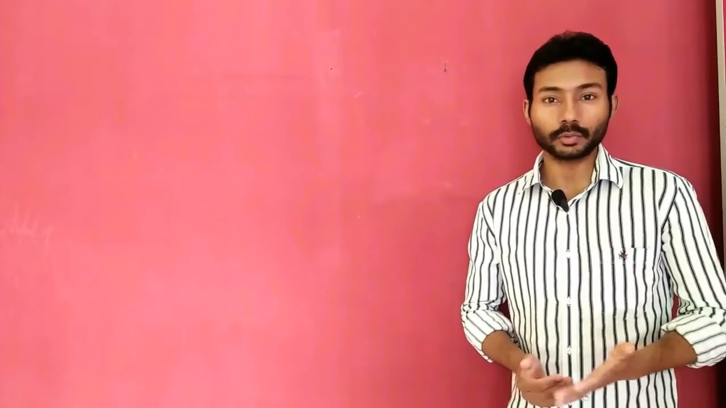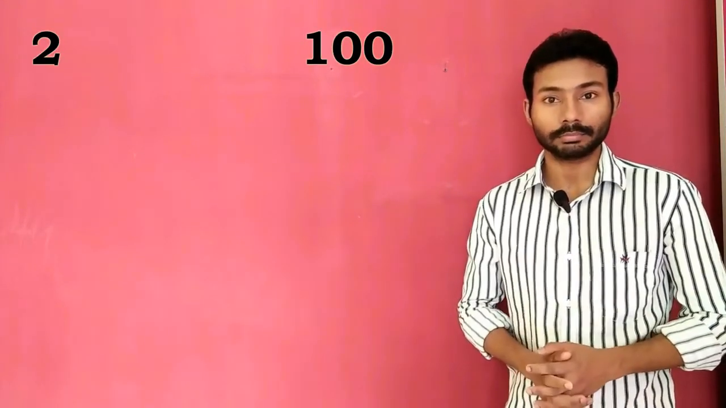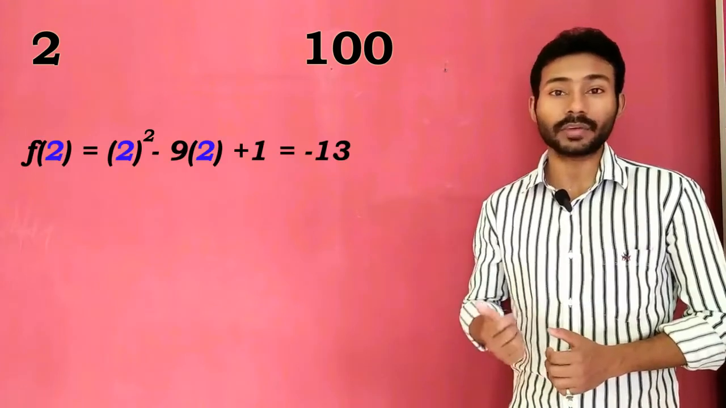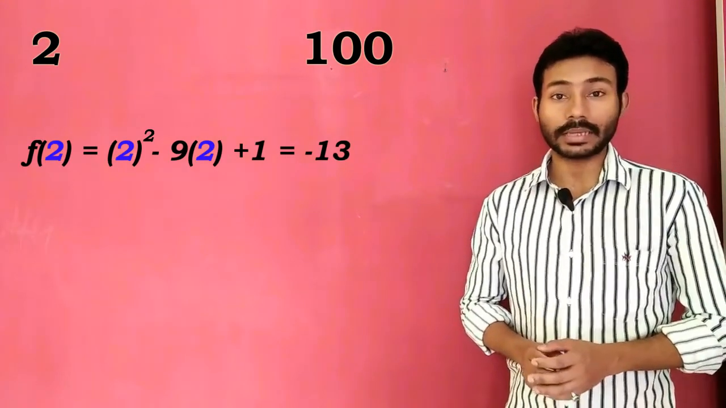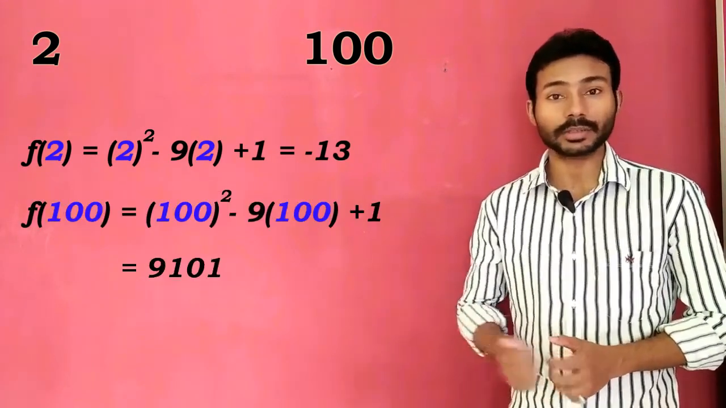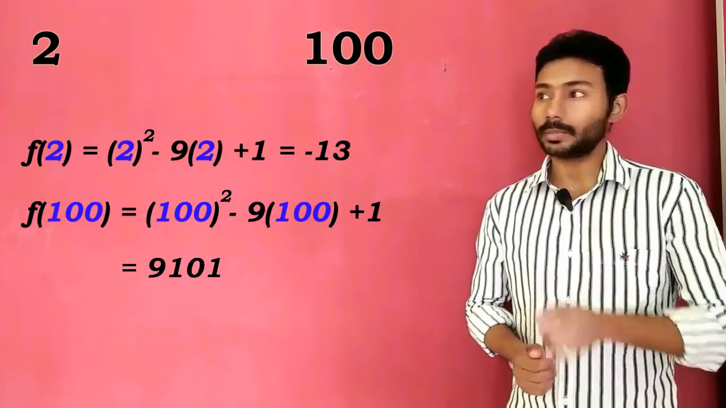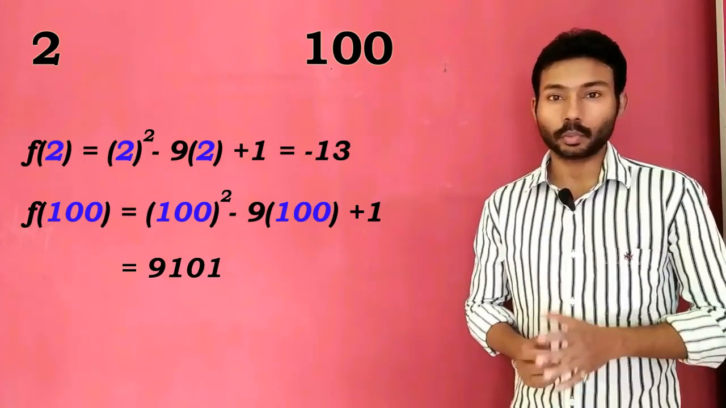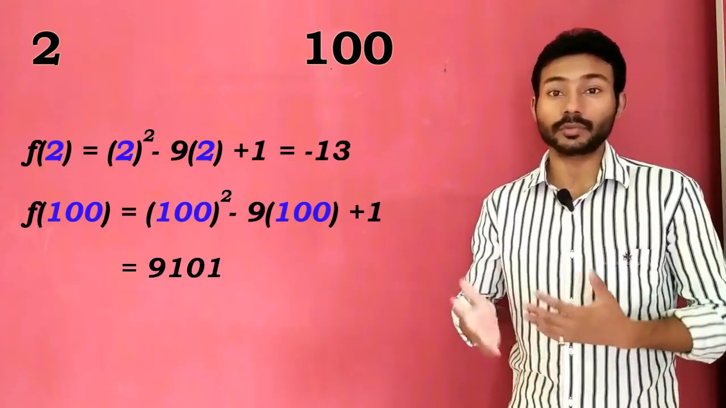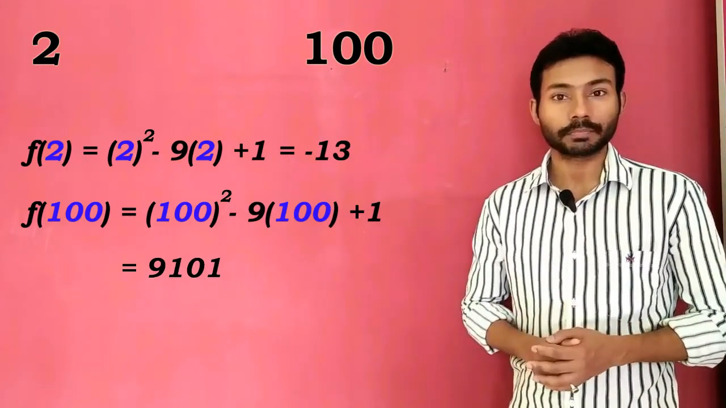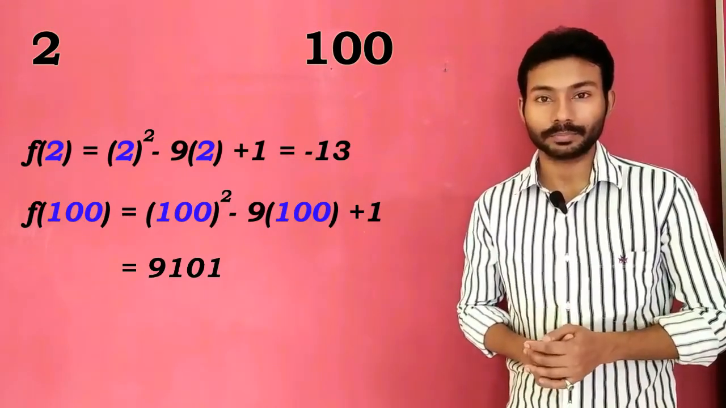Okay, but why did we choose 0 and 1? We could have chosen, say, 2 and 100 as well. If we take x equal to 2, the function takes a negative value. If we take x equal to 100, the function takes a positive value. So Bolzano's theorem is applicable here as well. So why did we choose 0 and 1 instead of something like 2 and 100? We'll get back to that in a moment.